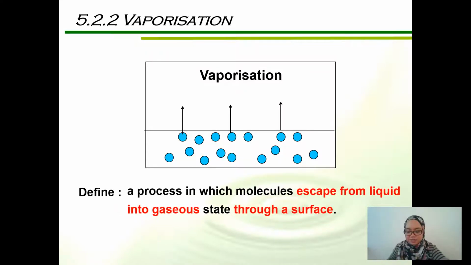The vaporization process is a process in which molecules escape from the liquid state into a gaseous state through a surface. So listen to my words carefully. The vaporization process occurs only at the surface of the liquid, and it can occur at any temperature and at any pressure. Alright? Okay.